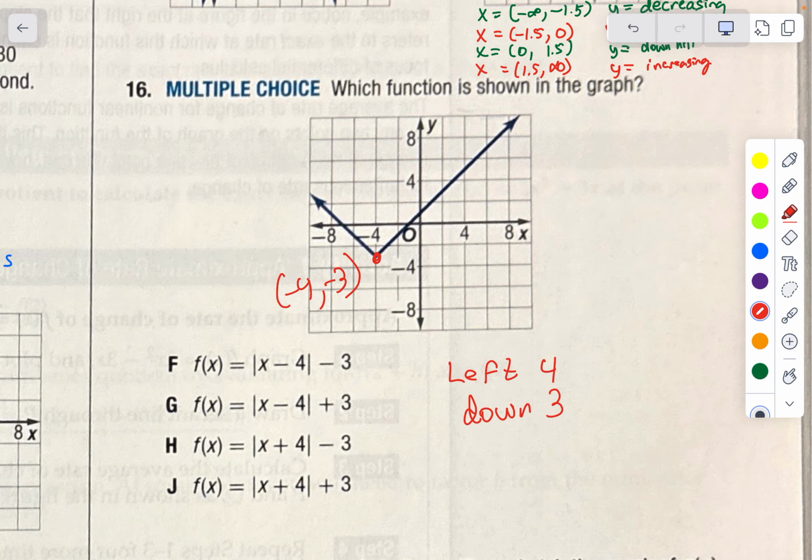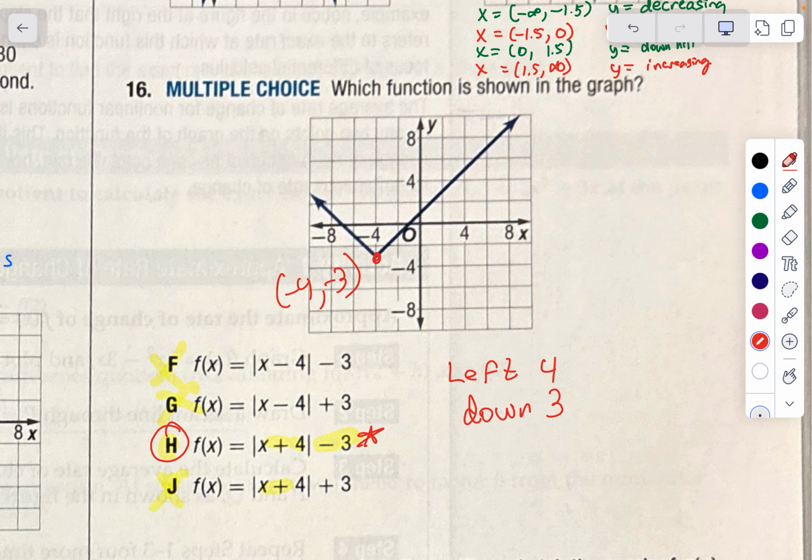H and J, because of the +4 on the inside, those two have moved left 4. These two are out. Of the two remaining, H and J, which one has gone down 3? H, right? So a subtraction on the outside moves a function down. So our answer is H. That is the only function that has moved to the left 4 and down 3.